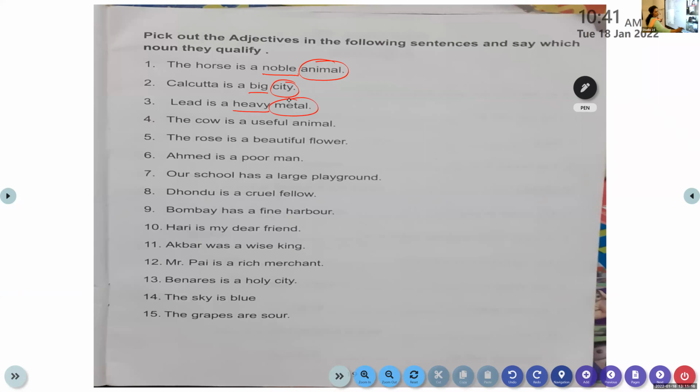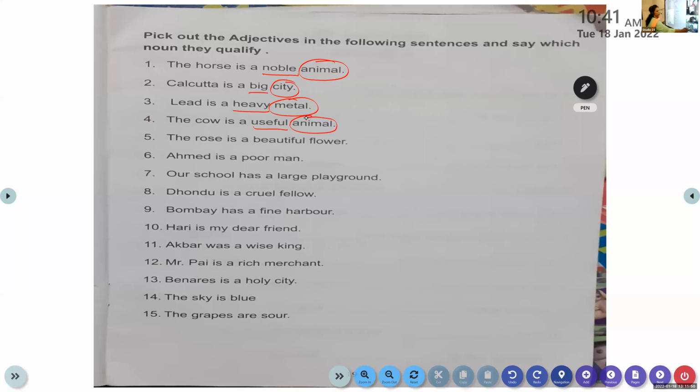Very good. Okay, Ruda, come on, Ruda. Do the next question. Okay, ma'am. The cow is a useful animal. Useful is an adjective and animal is a noun. Very good. Yes. So the cow is a useful animal. Here it tells us about the quality of the cow, saying that it is useful. So useful is an adjective here and you have to underline the adjective and circle the noun. And it describes the noun animal.